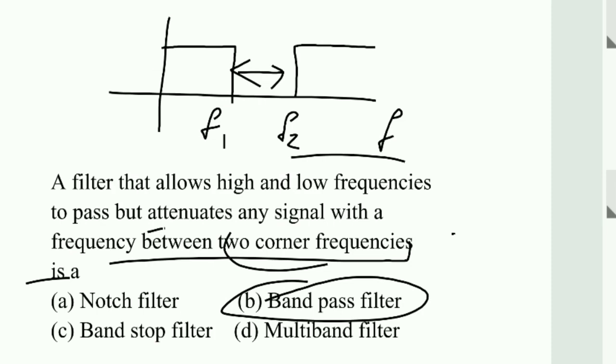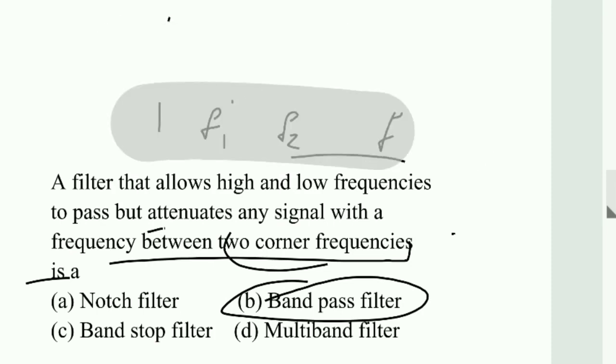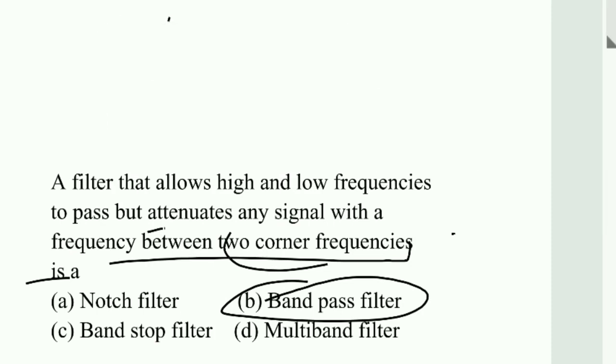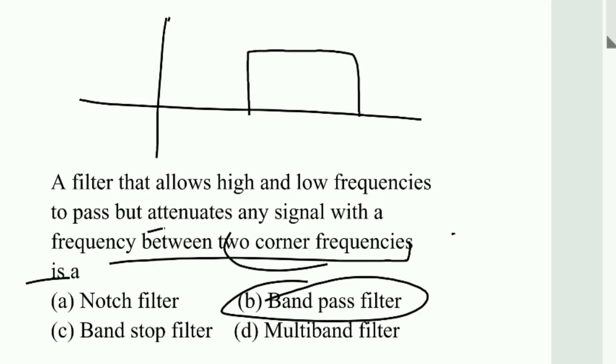Band pass filter actually rejects all the low frequencies and all the high frequencies, and only passes a band of frequencies, the opposite of band stop filter, you may say.